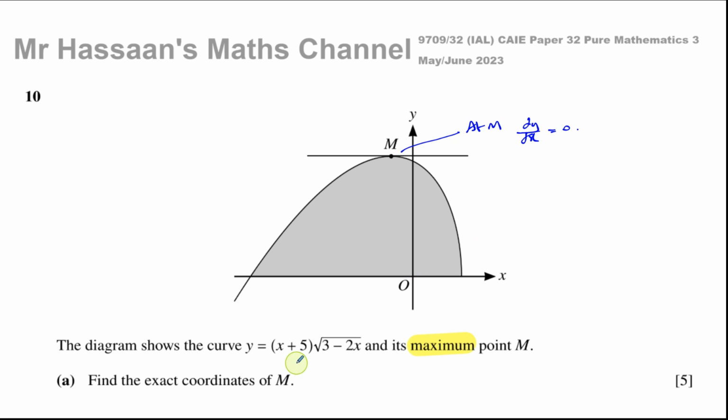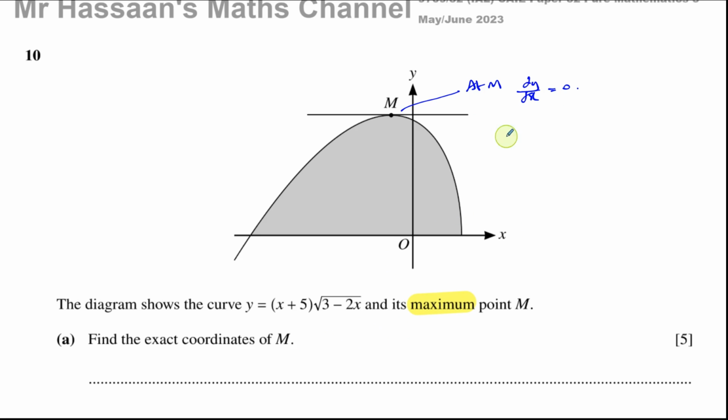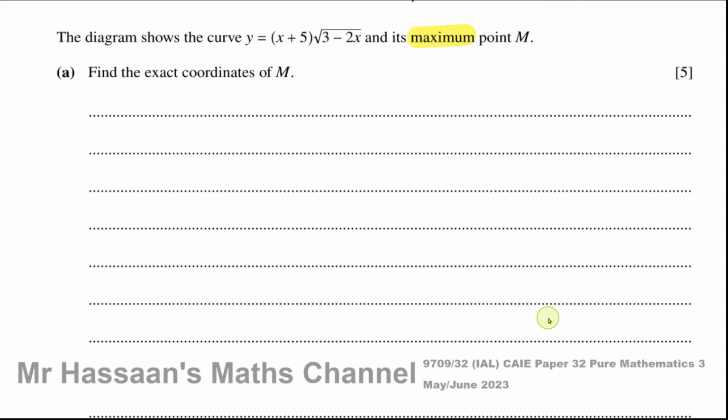We need to differentiate this expression, and then we can equate that expression to 0. Solving that will give us the x coordinate of M, and then we can continue to find the y coordinate. So we need to find dy/dx. That's our aim. So we know that at M, dy/dx is equal to 0.